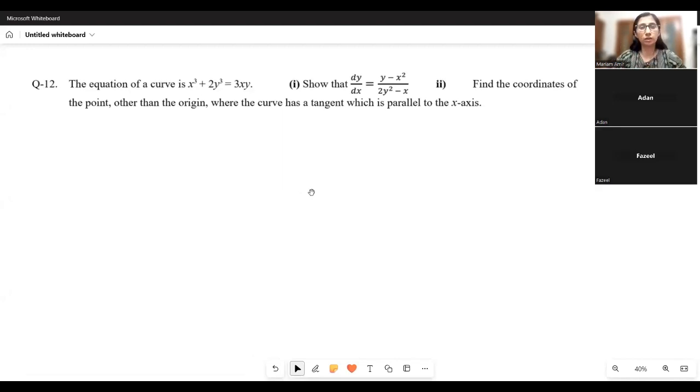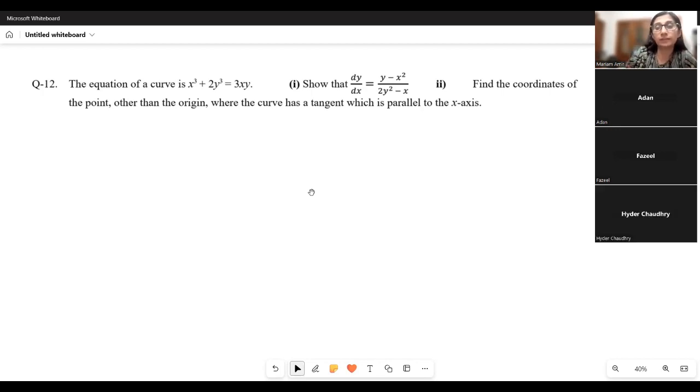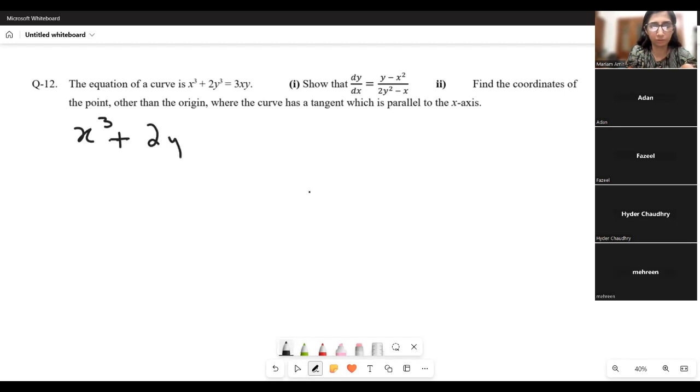The equation of a curve is x cubed plus 2y cubed equals 3xy. Show that dy over dx is equal to that. So we have to differentiate this implicit equation with respect to x. So the equation is x cubed plus 2y cubed equals 3xy.